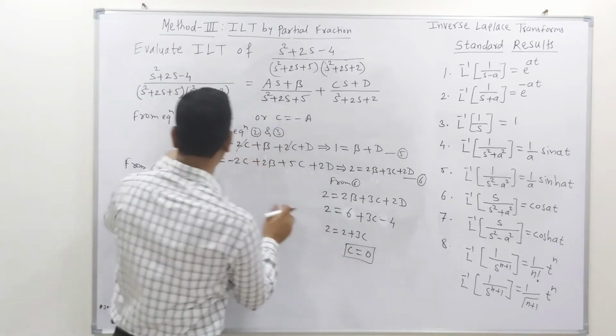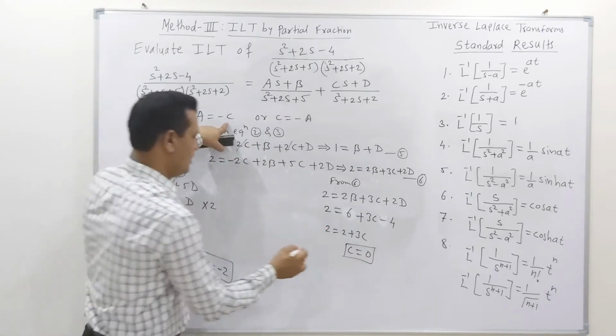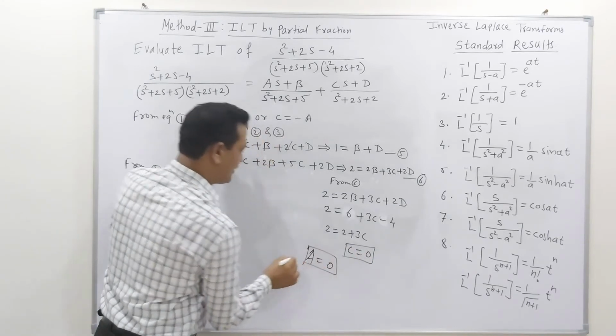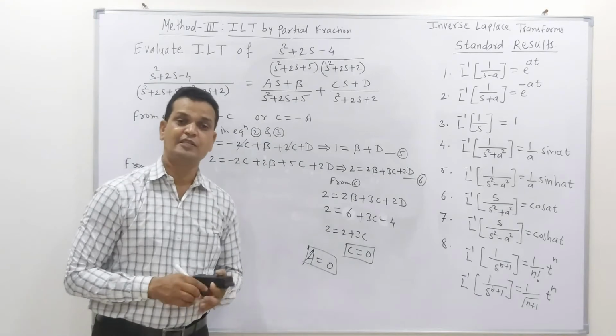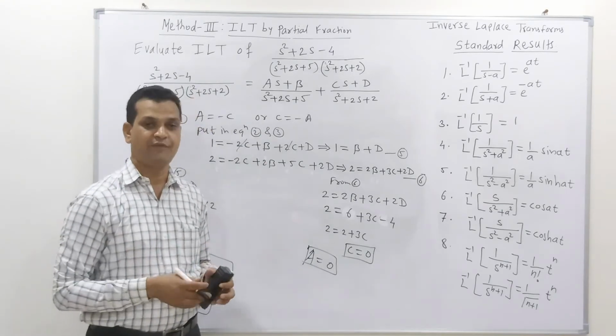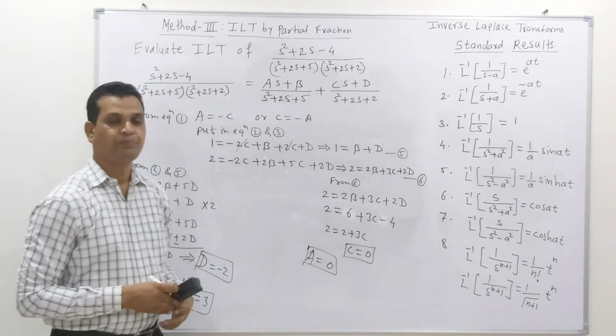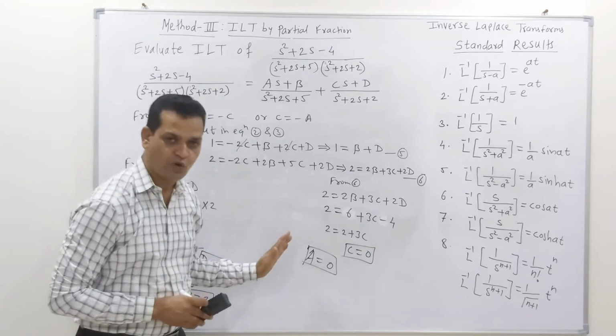Now we know that A is equal to minus C. So if C is equal to 0, this indicates that A is also equal to 0. So friends, this is a totally new concept for finding the partial fraction. I hope you understand this method, which is somewhat complicated.